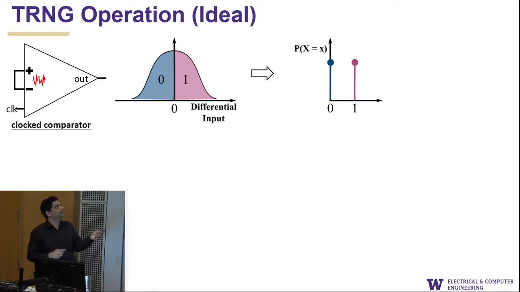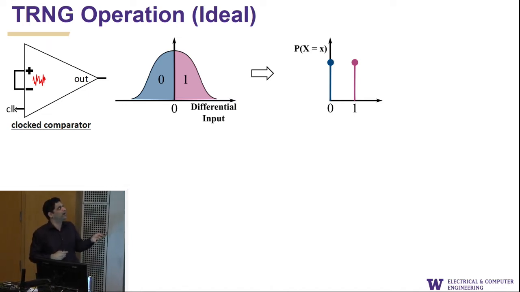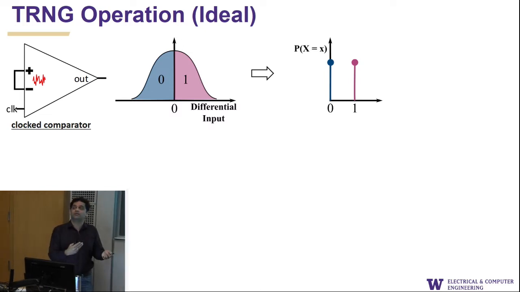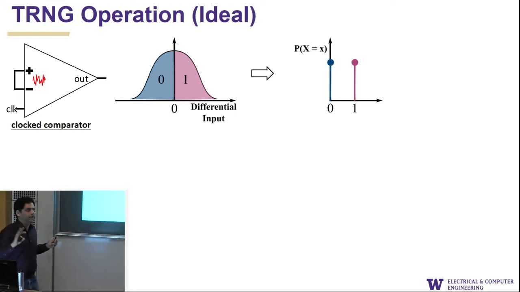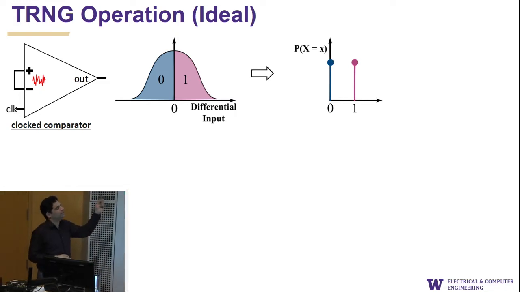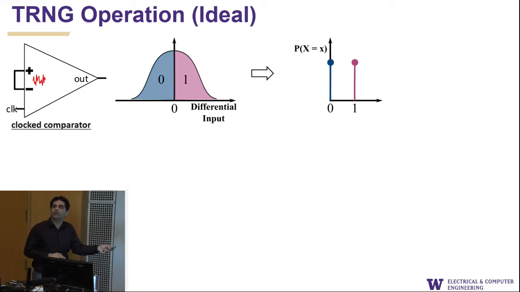In other words, the mean of this distribution lines up with the y-axis. You're equally likely to get 0 and 1, and therefore you're equally likely to get 1s and 0s as your random bits. Good so far? All right. Now, this is sort of what the TRNG community has largely been focused on.